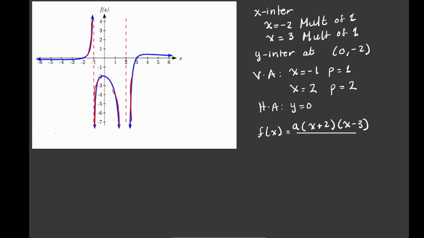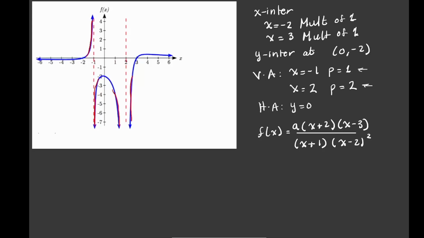So now after I have my x-intercepts, which go in the numerator, I know that my denominator is always going to have the vertical asymptotes. So now here my vertical asymptotes are at x plus 1, which has a power of 1, and x minus 2, which has a power of 2, because of the movement of the graph as it reaches this vertical asymptote.